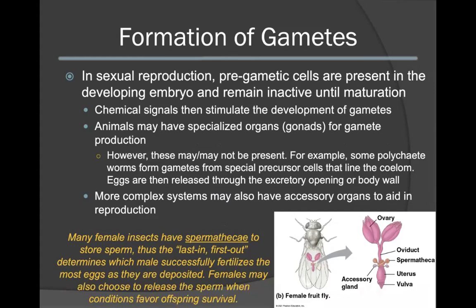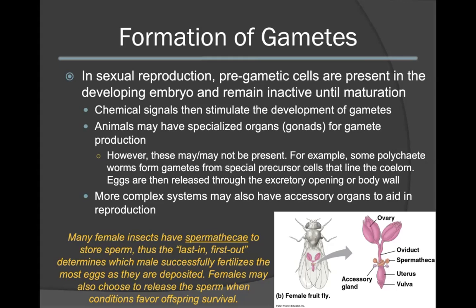In sexual reproduction, the pregametic cells are usually present within the developing embryo. However, they remain inactive until the organism matures. Chemical signals will then stimulate the development of the gametes. Animals may have specialized organs called gonads for gamete production. However, these may or may not be present in all organisms. For instance, some polychaete worms form gametes simply from special precursor cells that line the coelom. Eggs are then released through an excretory opening or by piercing through the body wall.